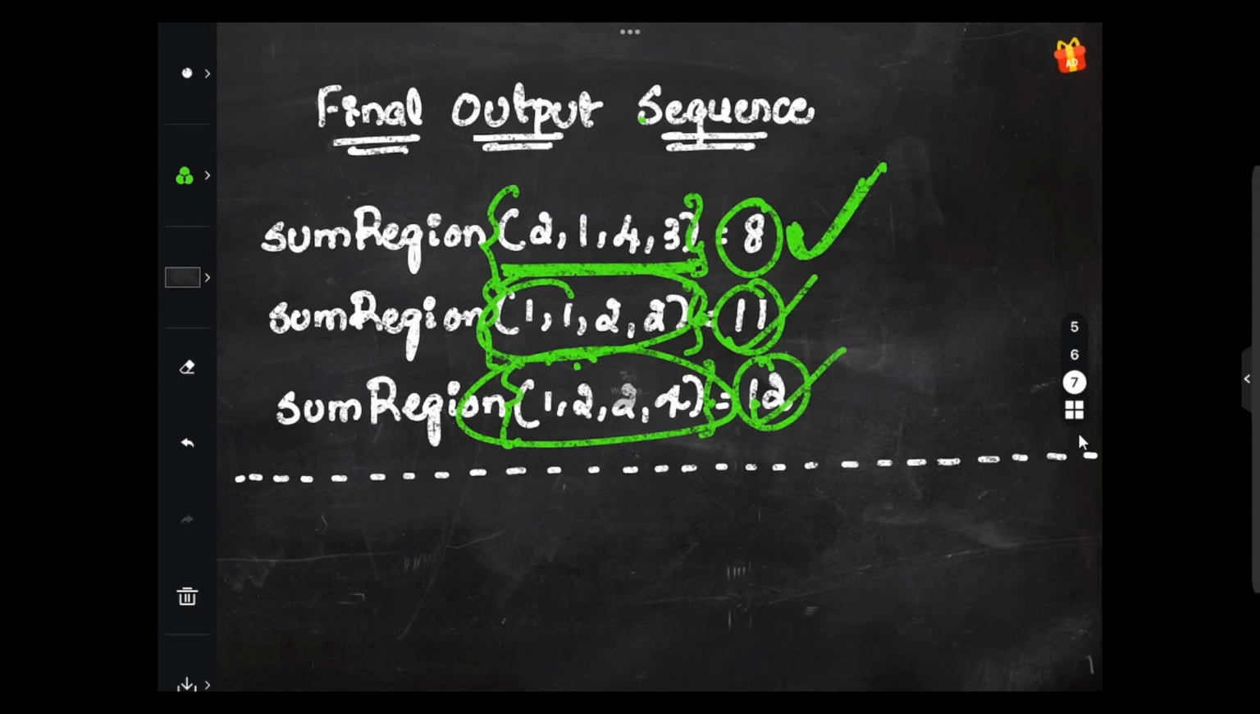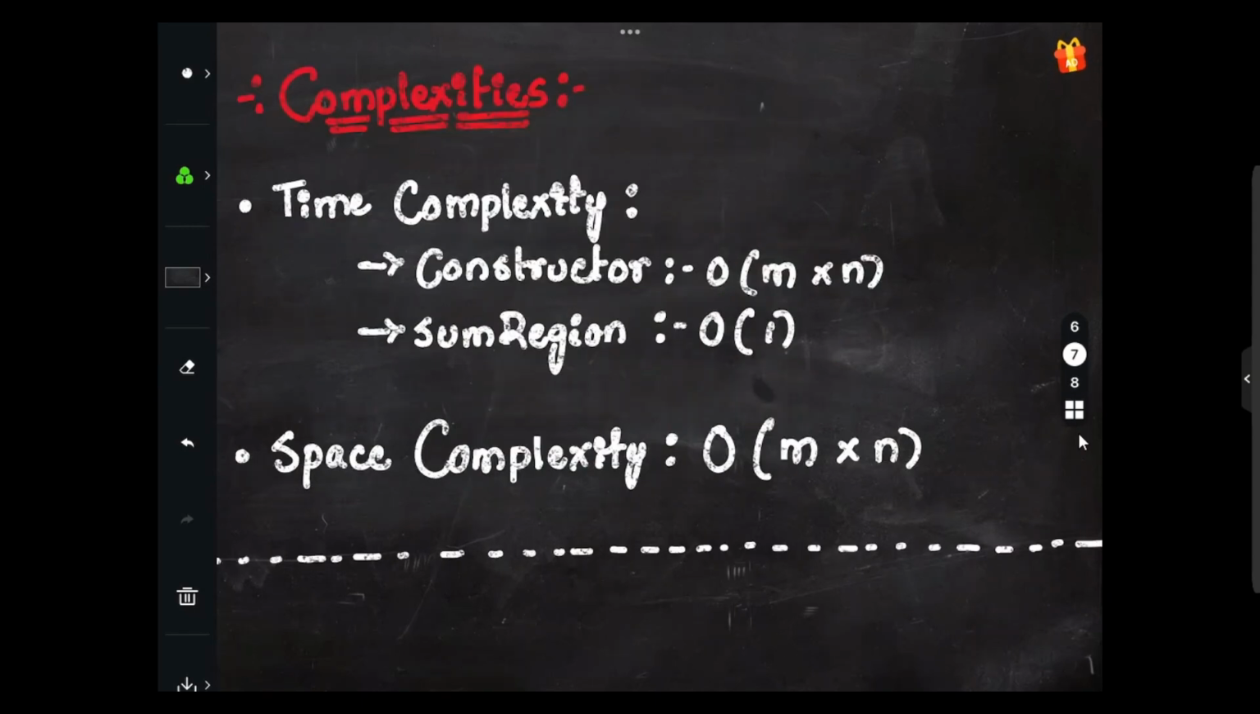So I hope the answer is completely clear. Now let's quickly discuss the complexities. So here the time complexity for the code that we'll be writing is big O of m into n for the constructor, and for the sum region it will be big O of 1. Just give me a second here. Yeah, for the sum region it will be big O of 1, right? So why is it big O of 1 for the sum region? Because we are going with constant hash lookups.